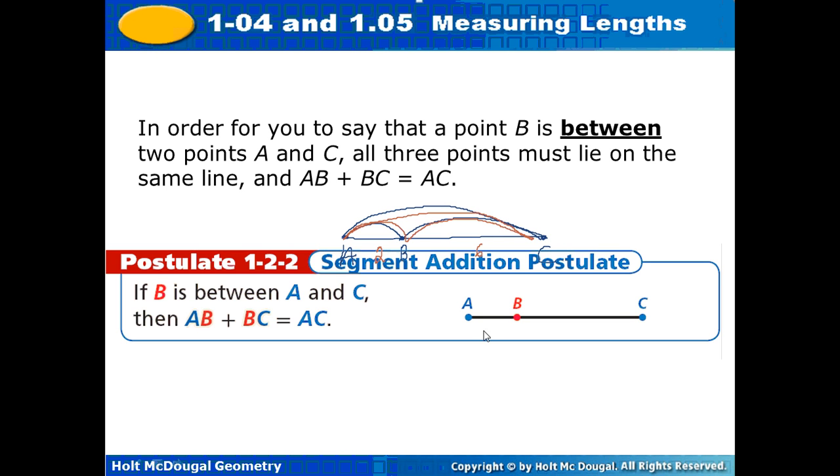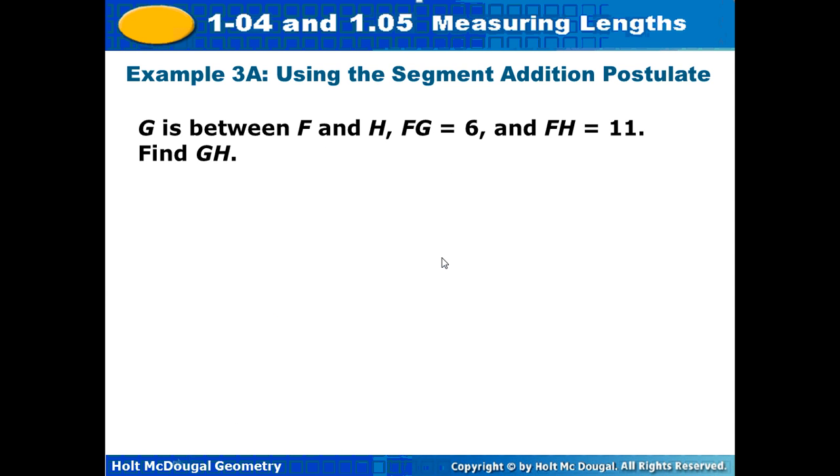All right, so think about your frogs. If I jump 2 jumps and somebody comes behind me and jumps 1 big jump, that should be equal if I sum up the 2 smaller ones. Segment addition postulate.